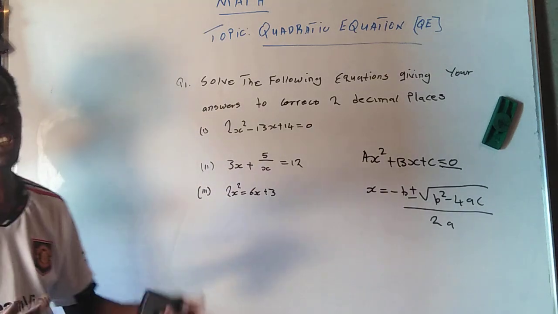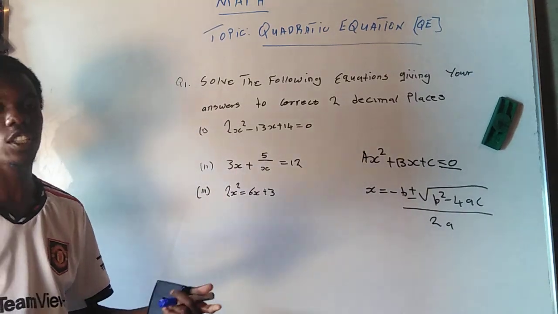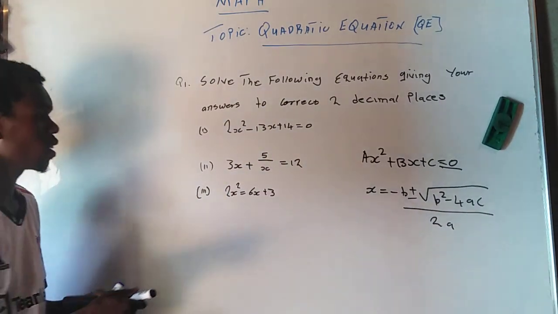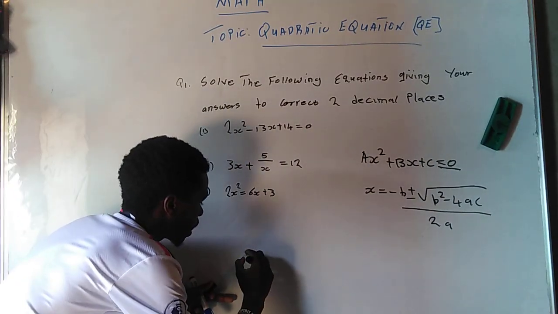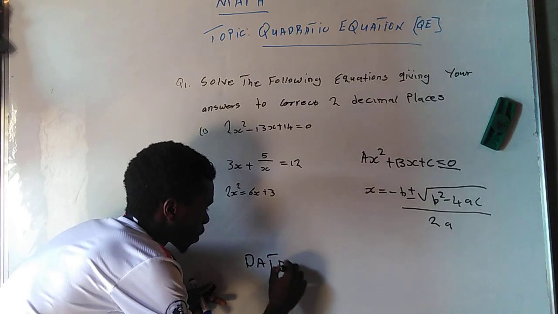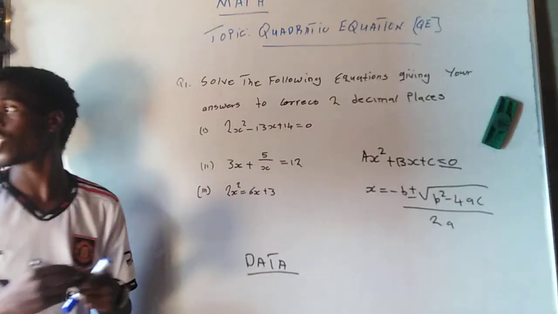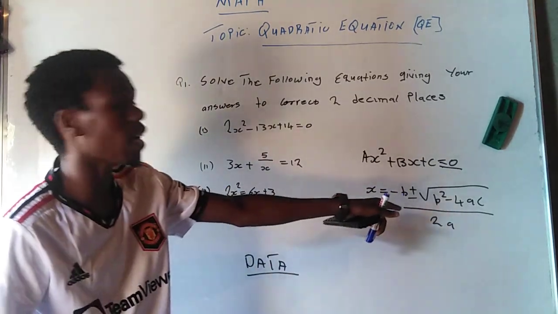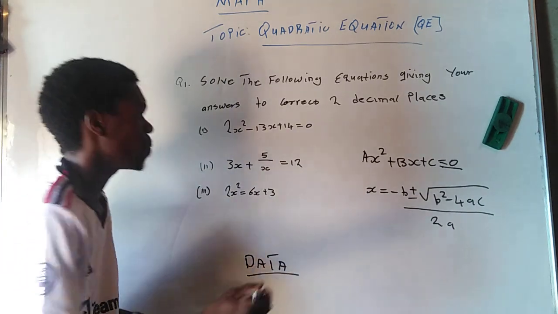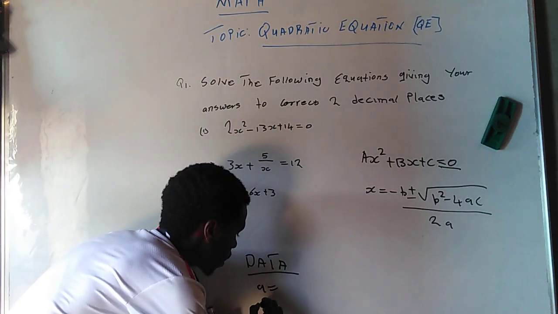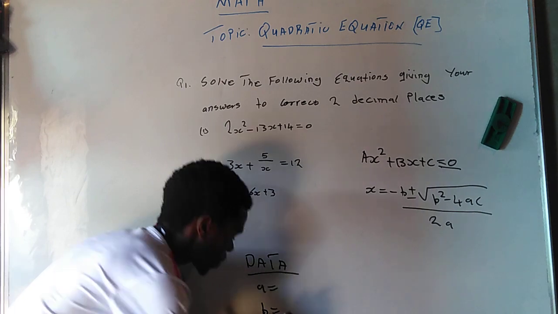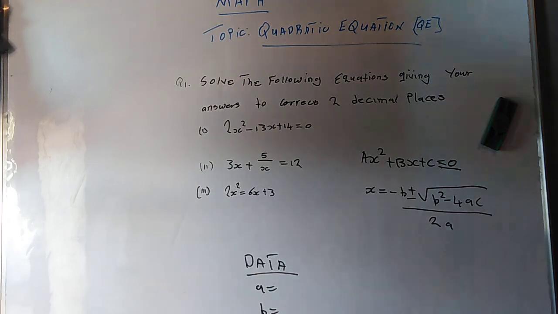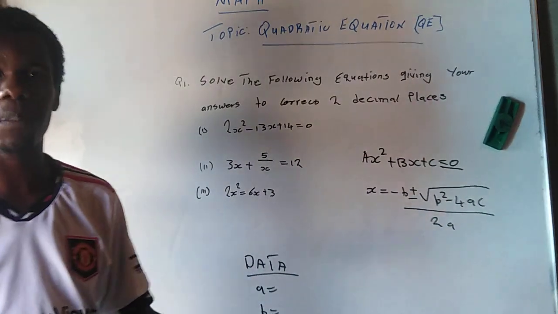It's very important, before you start solving an equation, to first group your data, more especially under quadratic equations. So here I'll write my data. From the formula, you check the letters that you have there: I have A, I have B, I also have C. Which one is my A, which one is my B, which one is my C?